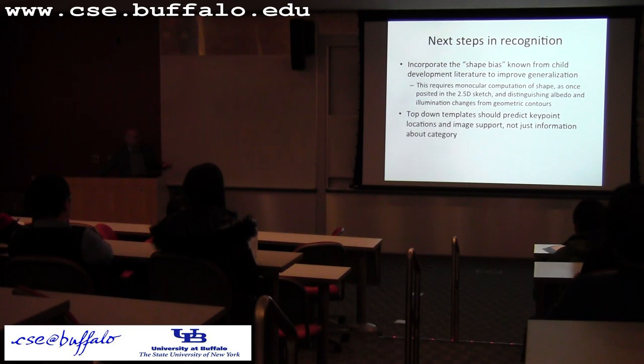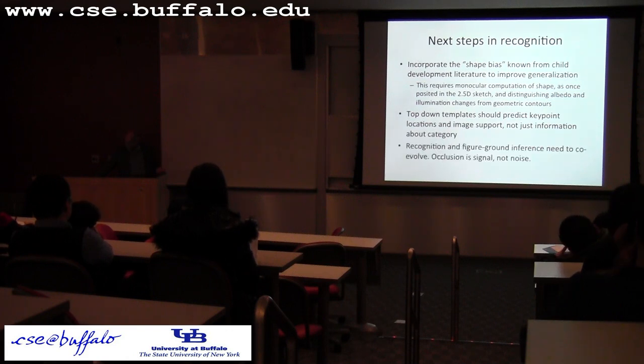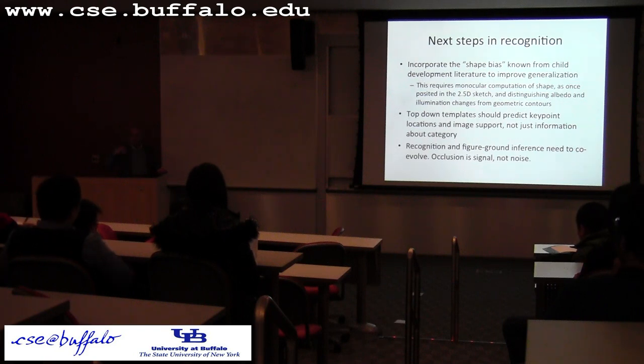So there is probabilistic machinery, graphical models, structured learning, and so on, which will be needed. Recognition and figure-ground inference need to co-evolve. Occlusion is signal, not noise. Currently, for a template, any part which is occluded just has missing features, and you regard that as noise. But actually, you have two objects which are in a lawful interaction. We should be capturing that.